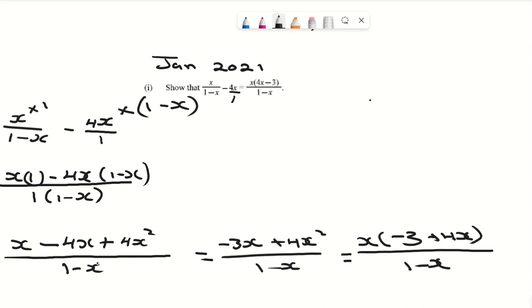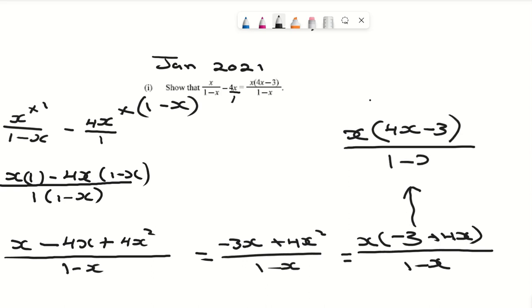And we could just rearrange this. Let's go up so you guys could see. It would be x, open bracket, and I'm just rearranging it, 4x minus 3, close bracket, all over 1 minus x. And that is how we will get the answer that they showed. Yeah, so this will be the end of this question here.